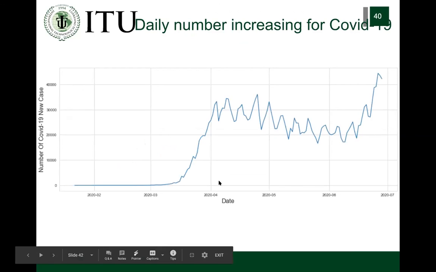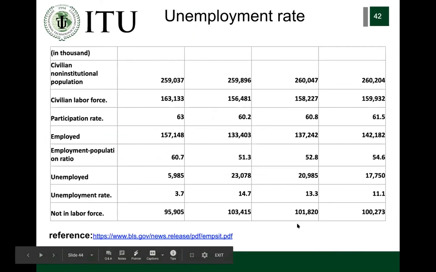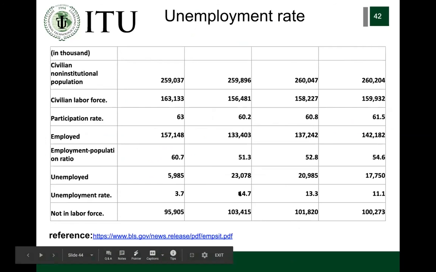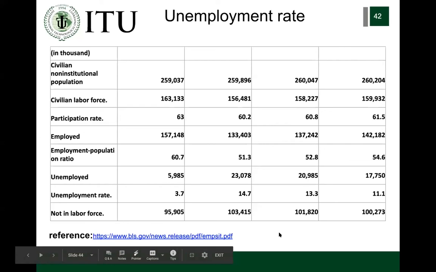And this is the daily percentage change. This is the number change. This is the percentage change. Another variable I chose is the unemployment rate. We know that COVID-19 affects our economy, and many restaurants and small shops shut down, and this will lead to a higher unemployment rate. Then I collected the data from the labor website. Then we can see the unemployment rate increased.